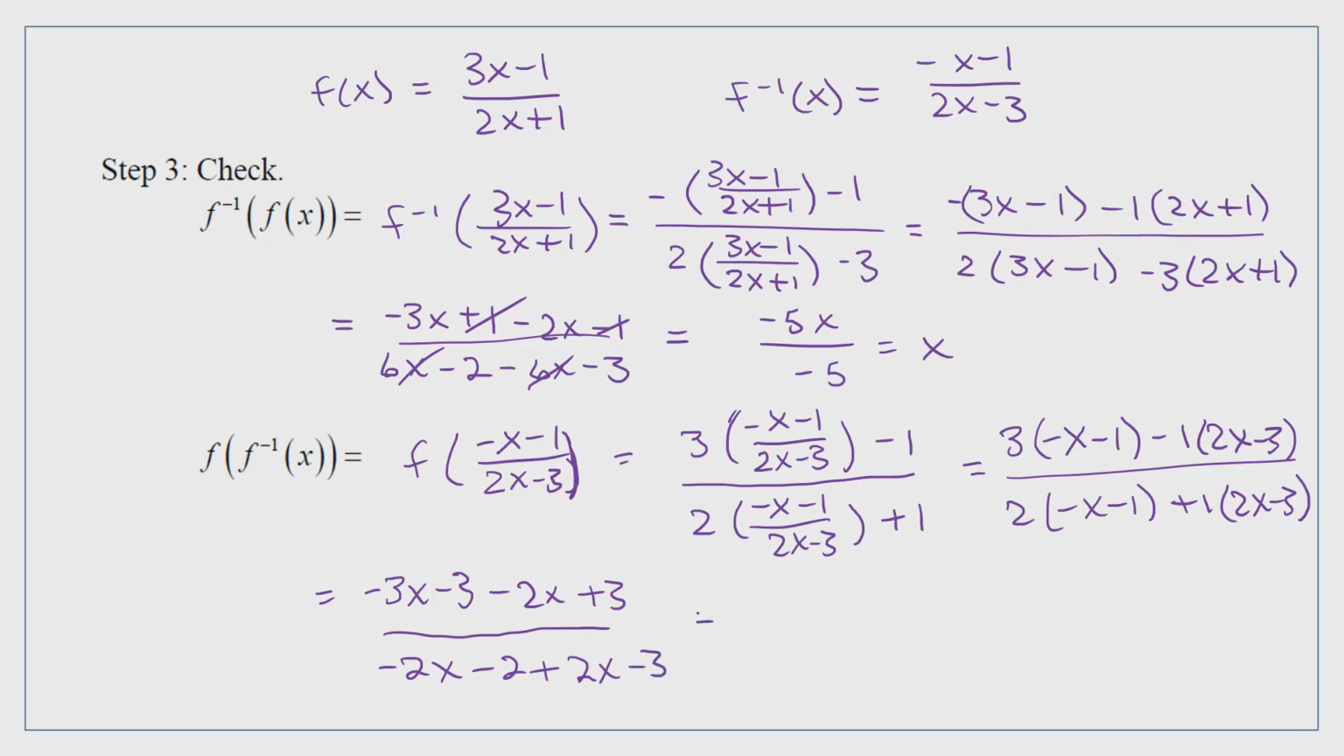Okay. Cancel out the negative 3 and 3 in the numerator, and then the negative 2x and positive 2x in the denominator. So that leaves me with negative 5x in the numerator and negative 5 in the denominator, which gets me x. Woo! Yay! That's great. Awesome.